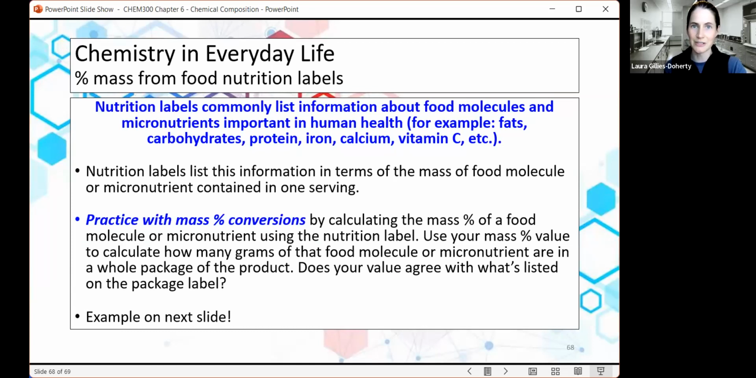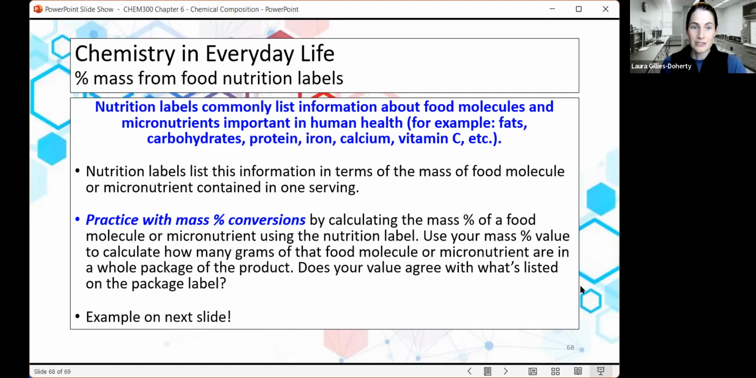from food nutrition labels. Nutrition labels commonly list information about food molecules and micronutrients important in human health, like fats and carbohydrates and protein and vitamins like vitamin C and minerals and micronutrients like iron and calcium. Nutrition labels list this information in terms of the mass of the food molecule or micronutrient contained in one serving. So they list them in terms of mass. So we can get some practice with mass conversions by looking at some food labels for some items you might already have in your home.